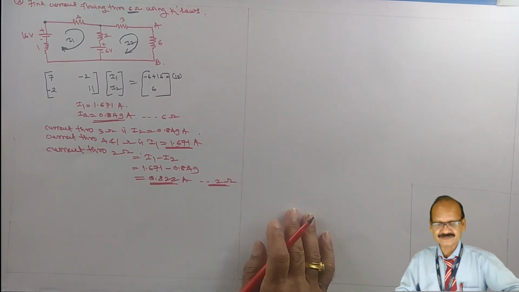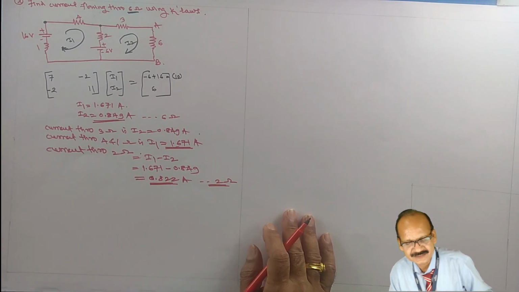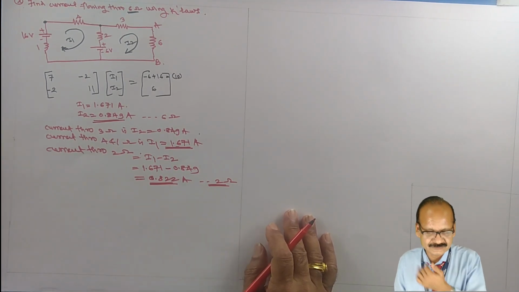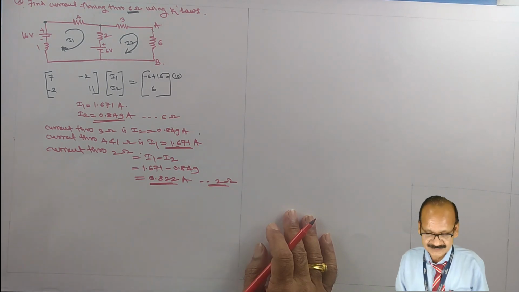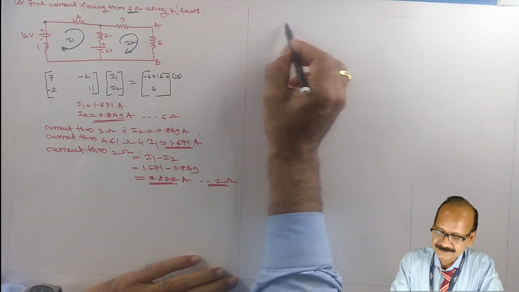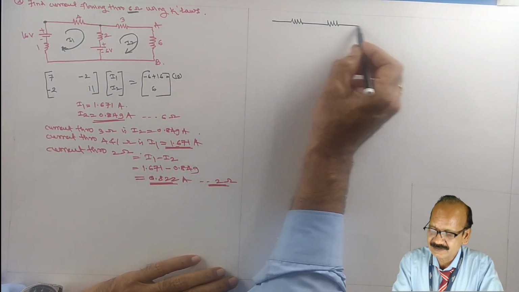See, actually we have solved for all the resistances, but in the examination it may be asked to find the current flowing through 3 ohm resistance or a 4 ohm resistance or a 6 ohm resistance. The question can be asked any way. Let us have one more numerical. Consider this simple network like this.